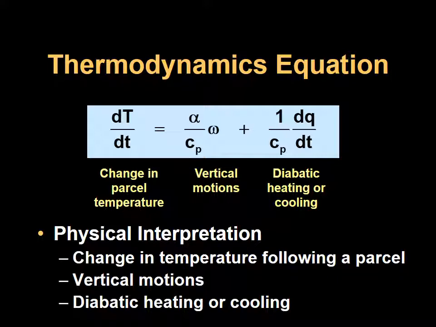So what does it all mean? On the left-hand side, you've got dT dt, so that's a change in temperature. And then you've got a term that has omega in it, and that's vertical motion. And then you've got a term with Q in it, which is diabatic heating. So we're going to look at these terms in a little bit more detail.